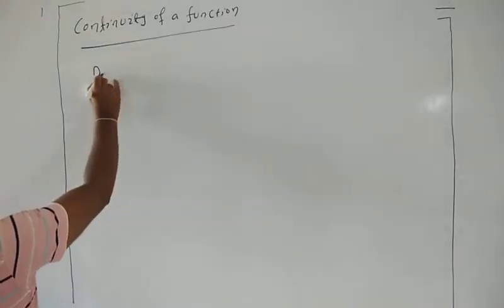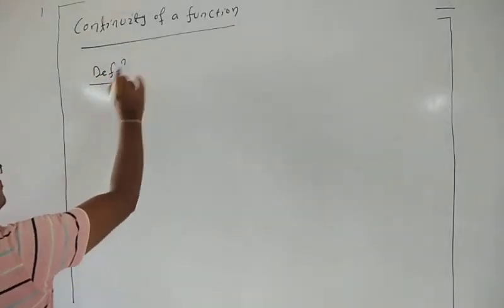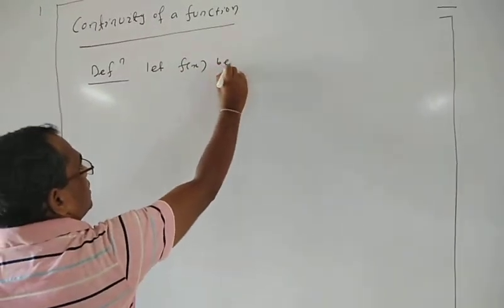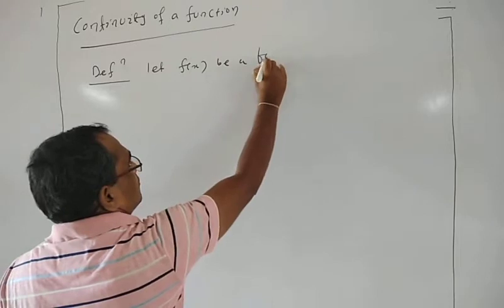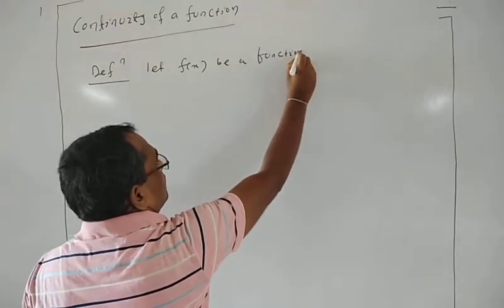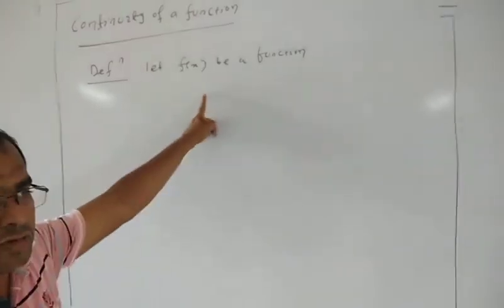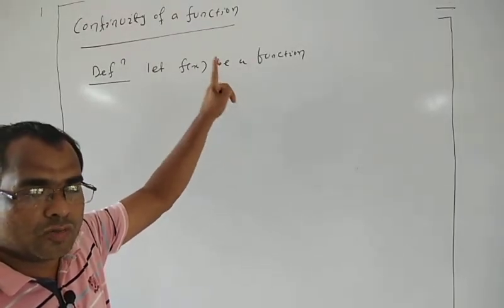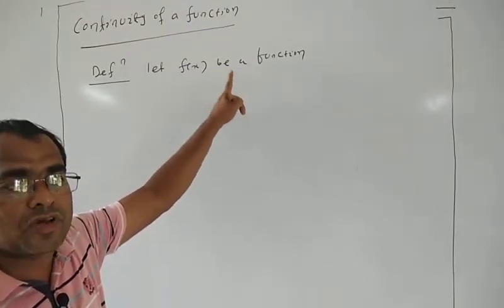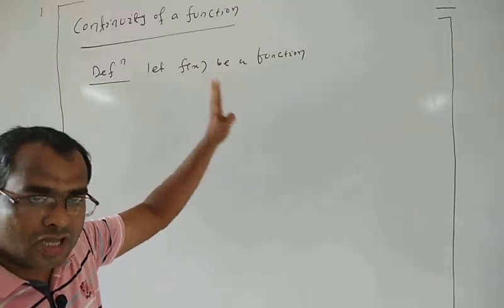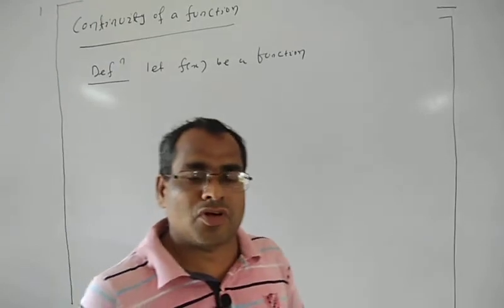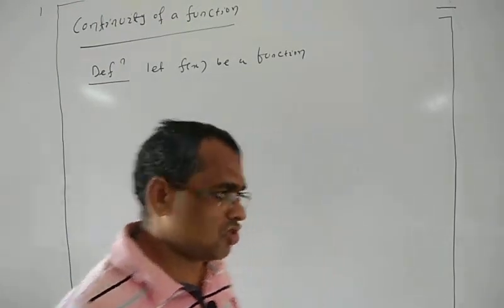Definition. Let f(x) be a function. Function means it must be a real valued function. So what do you mean by a real valued function? The domain must be a subset of the real numbers. A function whose domain is a subset of the real numbers is a real valued function.